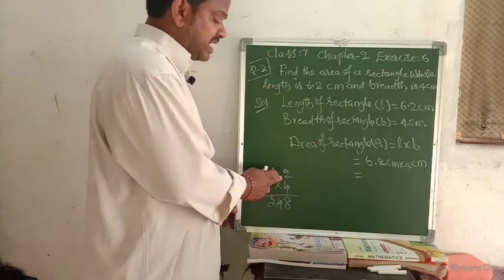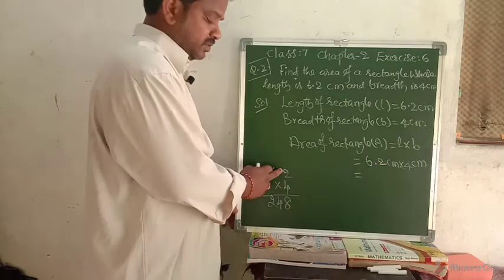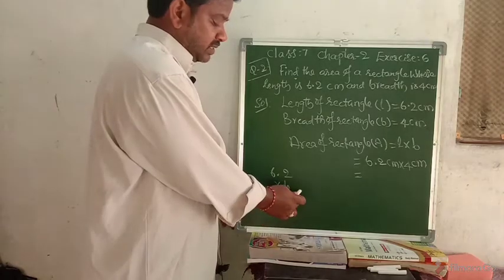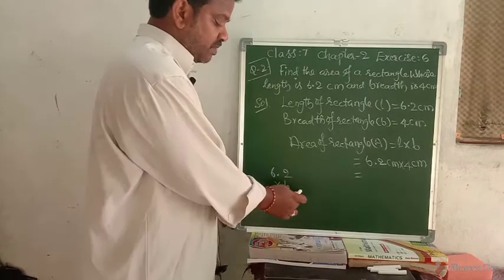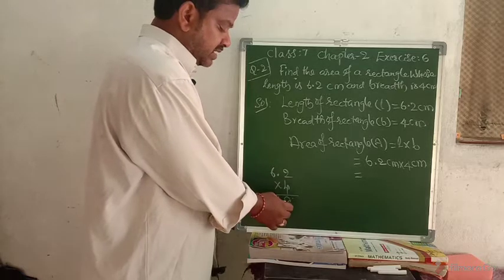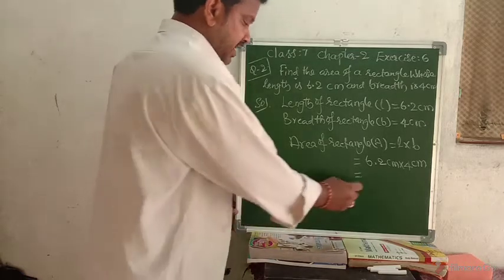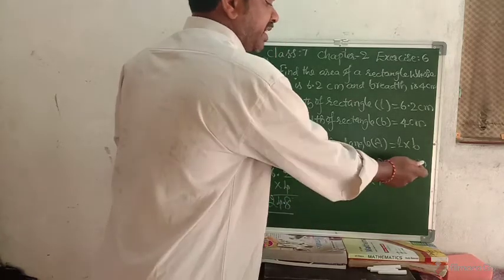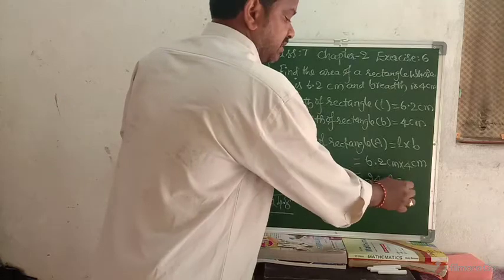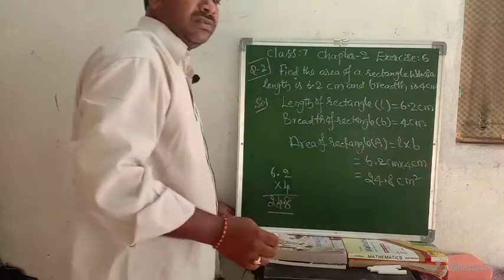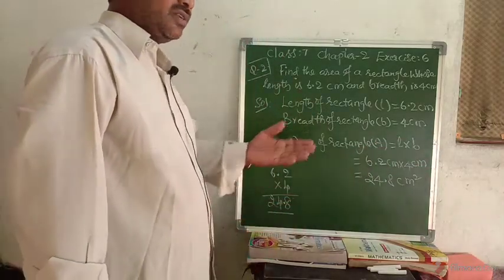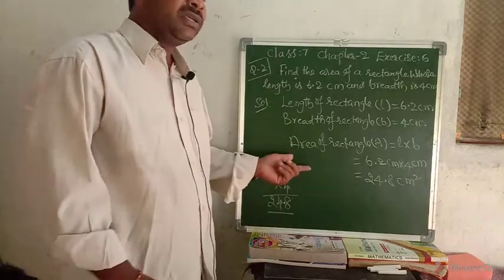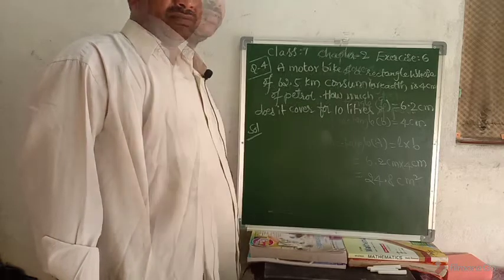How many decimal places are there in these two terms? Only one. So we put the decimal point from the right, only one digit. Now the required area is 24.8 centimeter into centimeter, square. We know already the unit of area is the square unit. This is the way of finding the area of a rectangle.